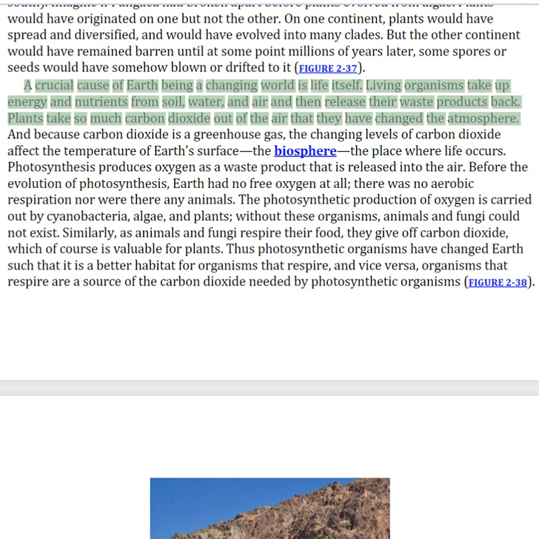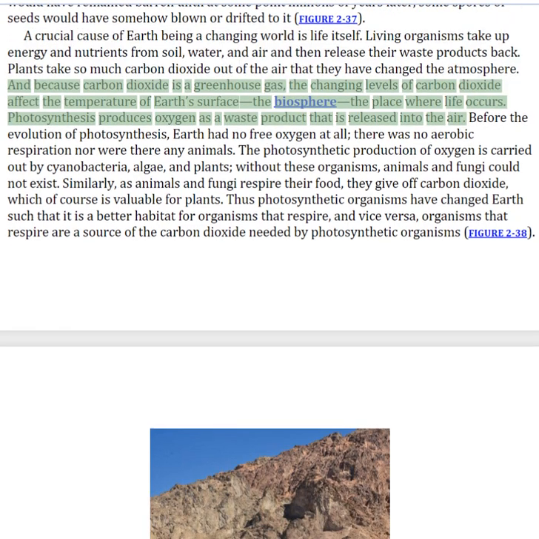A crucial cause of Earth being a changing world is life itself. Living organisms take up energy and nutrients from soil, water, and air and then release their waste products back. Plants take so much carbon dioxide out of the air that they have changed the atmosphere. And because carbon dioxide is a greenhouse gas, the changing levels of carbon dioxide affect the temperature of Earth's surface, the biosphere, the place where life occurs.